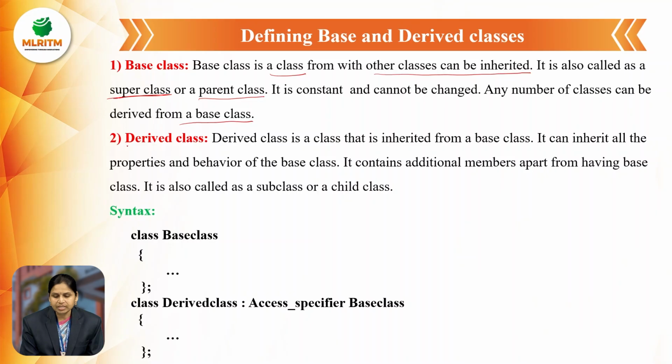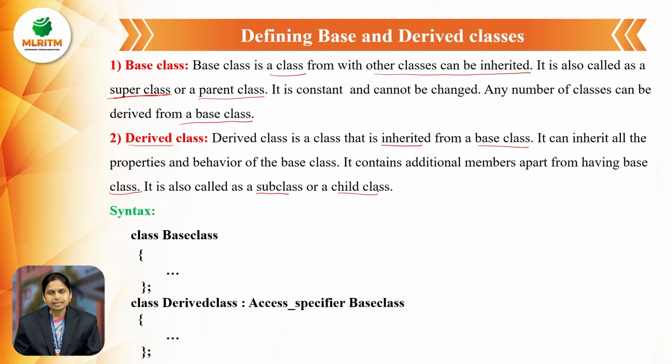The second one is the derived class. A derived class is a class that is inherited from the base class. This derived class is also called the child class or subclass. It contains additional members apart from those of the base class. The derived class contains some of its own features and it can also take some features from the parent class. It is also called a subclass or child class.